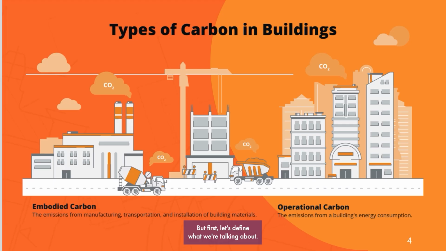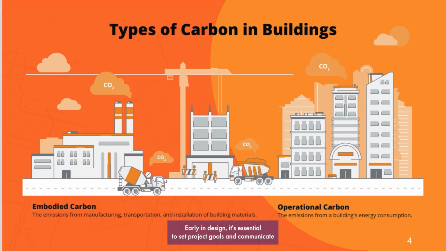But first, let's define what we're talking about. Embodied carbon represents all the emissions that occur to construct a building, like what it takes to transport and replace or demolish the construction materials. Operational carbon is the emissions associated with the building's actual energy consumption, like electricity and gas. Our example today looks at embodied carbon.